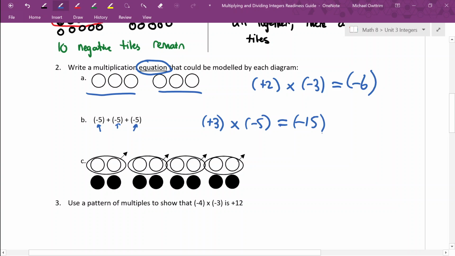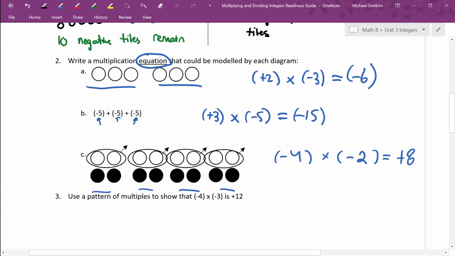Part C, we have 0 pairs, so we know that our first integer is going to be negative. We have 1, 2, 3, 4 groups, so negative 4 is our first integer, and we're taking away groups of 2 negative tiles each. We're taking away the negative ones. And again, to be an equation, we need an equal sign, so this will equal positive 8.